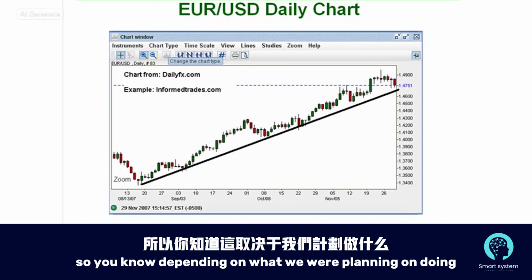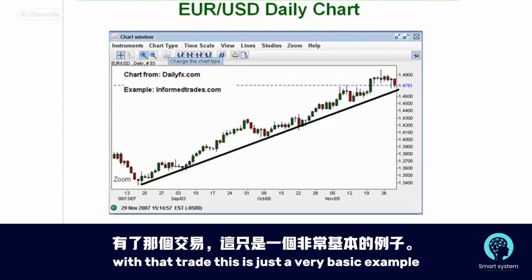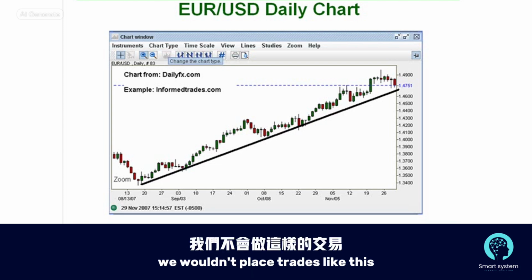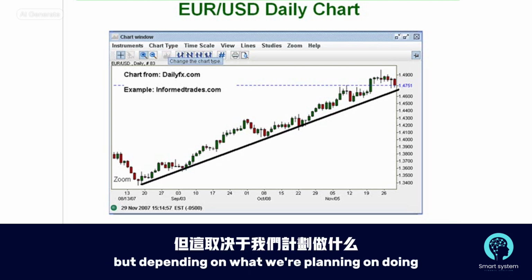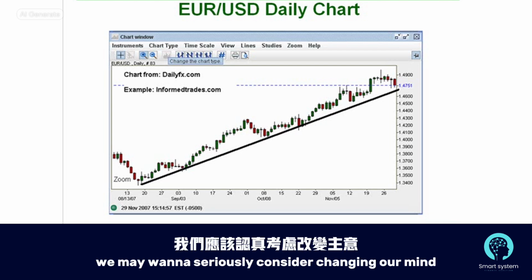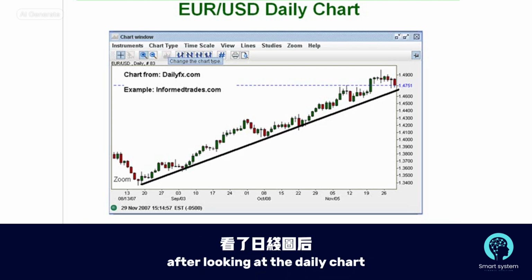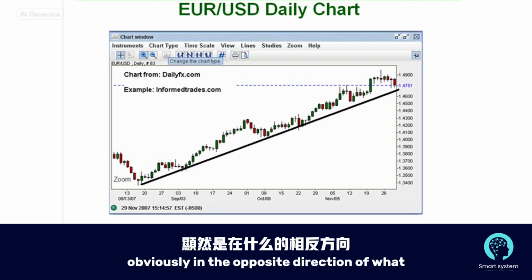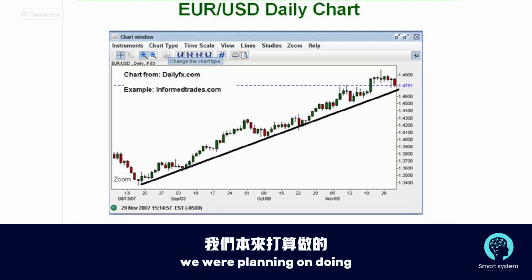So depending on what we were planning on doing with that trade, this is just a very basic example. We wouldn't place trades like this, but depending on what we're planning on doing from the 5-minute chart, we may want to seriously consider changing our mind after looking at the daily chart and seeing that the trend is very obviously in the opposite direction of what we were planning on doing.